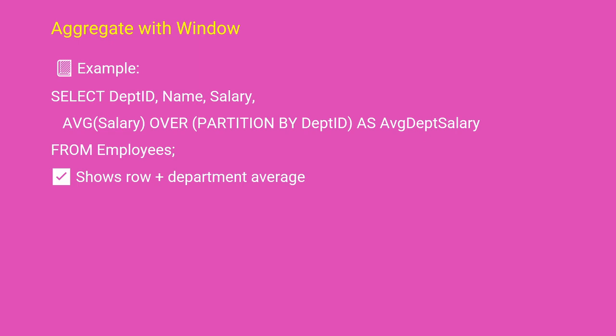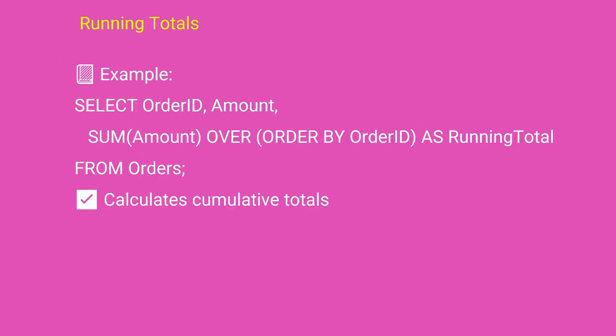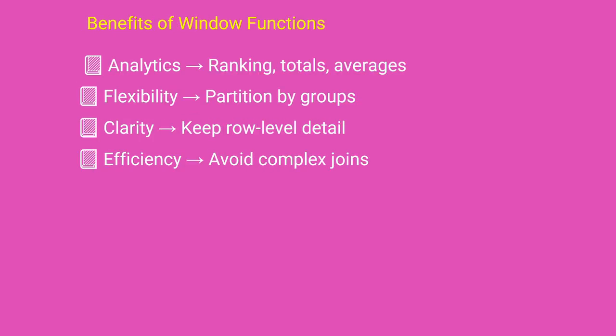Window functions can apply aggregates. This example shows each employee's salary alongside their department's average. Sum with the over clause can calculate running totals. Here it adds up amounts in order sequence. Window functions are great for analytics. They allow ranking, totals, and averages while keeping row level detail intact.